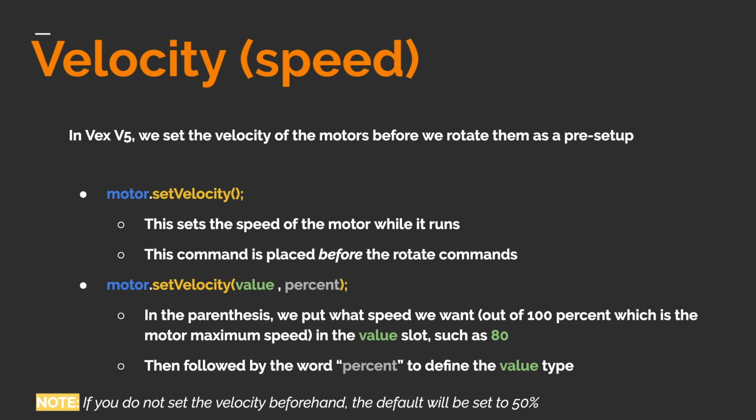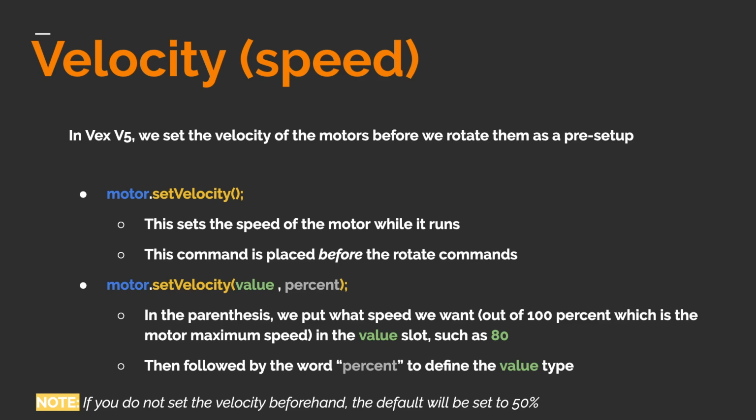So inside the parentheses, we have two parameters. We have the value and the percent, and the value is the speed that we want, and it's out of 100, which is the motor's maximum speed. So we could put 80, which would be a higher speed. And then we follow by the word percent to define what type the value is.